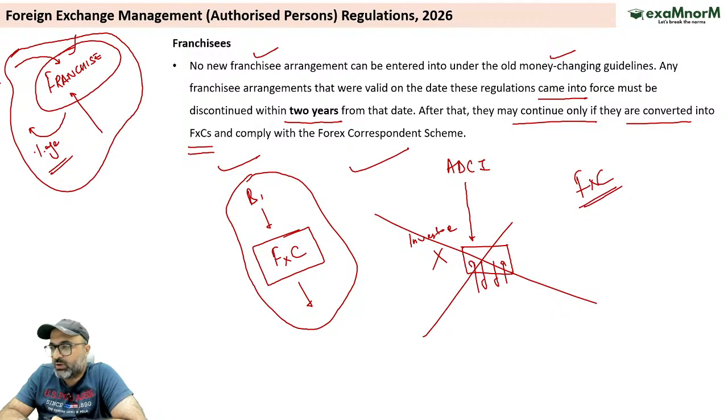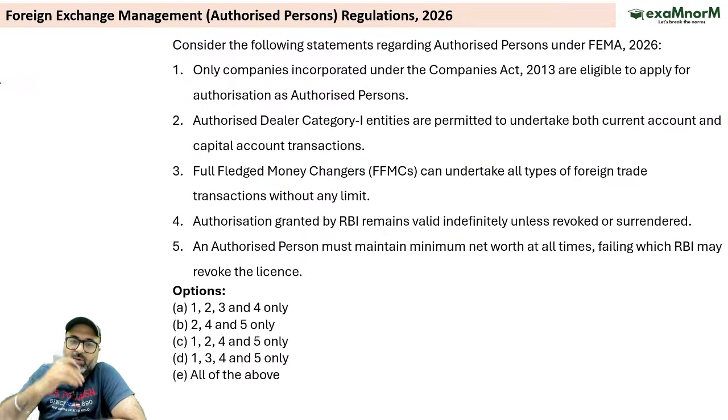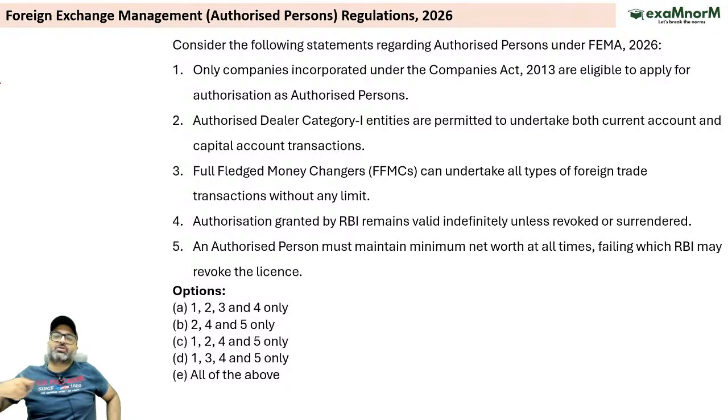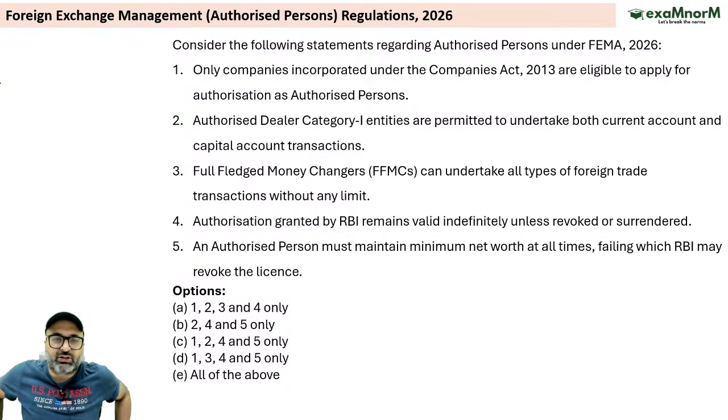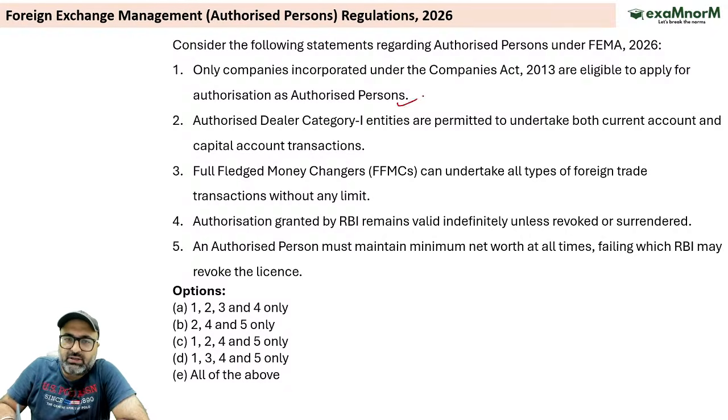ठीक है जी, क्लियर हो गई बात, समझ आ गया. चलो एक क्वेश्चन सॉल्व करें. Let's try to solve a question. Question says only companies incorporated under Companies Act 2013 are eligible to apply for authorization as authorized person. Yes sir, this is correct.